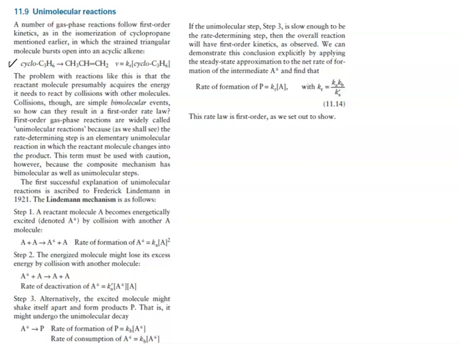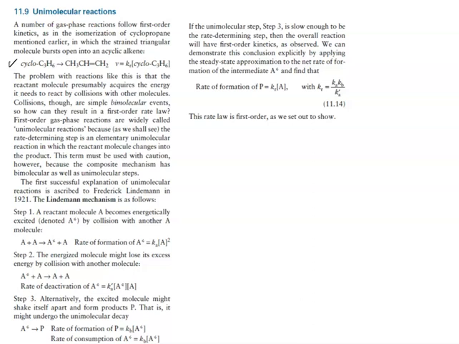First-order gas phase reactions are widely called unimolecular reactions because, as we'll see, the rate-determining step is an elementary unimolecular reaction in which the reactant molecule changes into the product. This term must be used with caution, however, because the composite mechanism has bimolecular as well as unimolecular steps. The first successful explanation of unimolecular reactions is ascribed to Friedrich Lindemann in 1921, and the Lindemann mechanism is as follows.